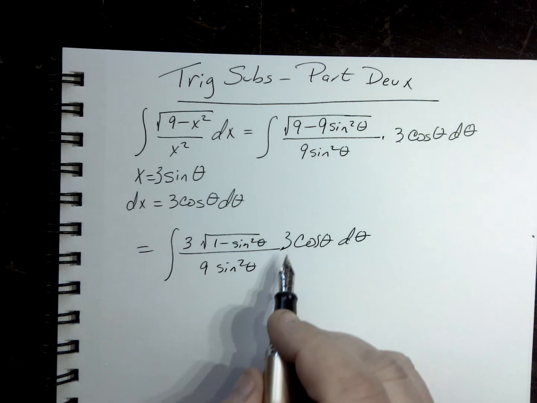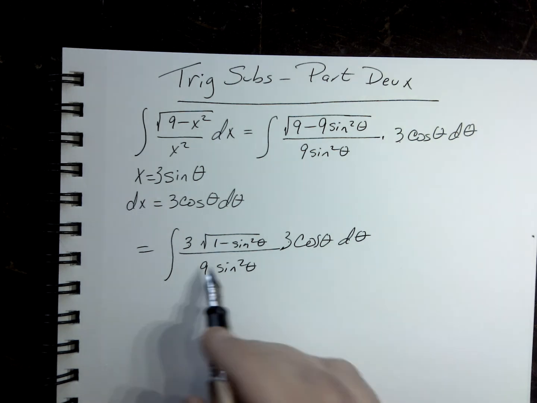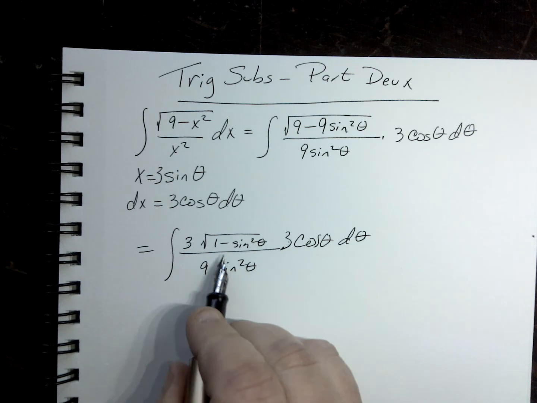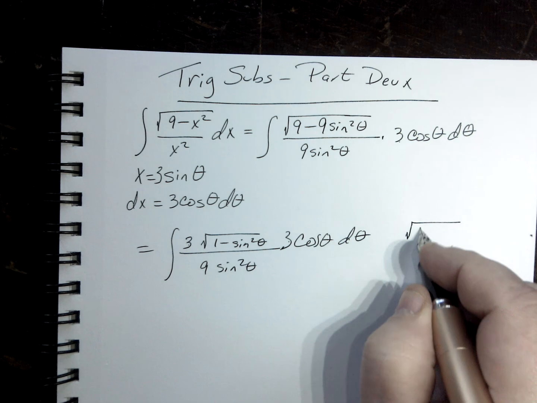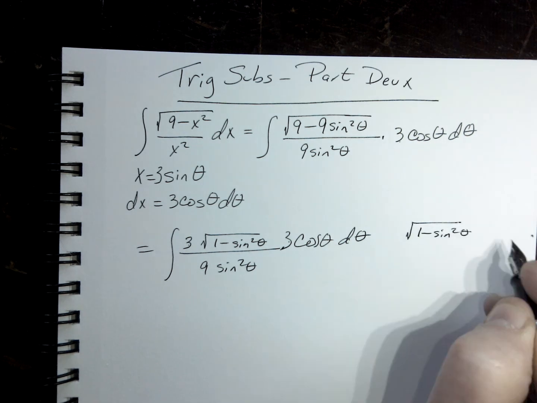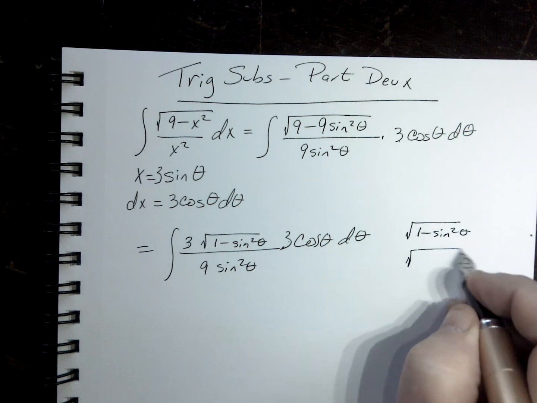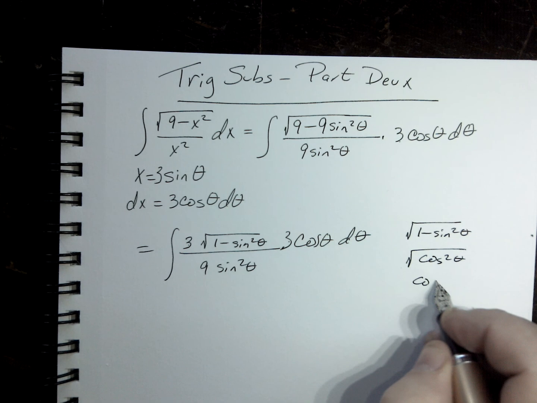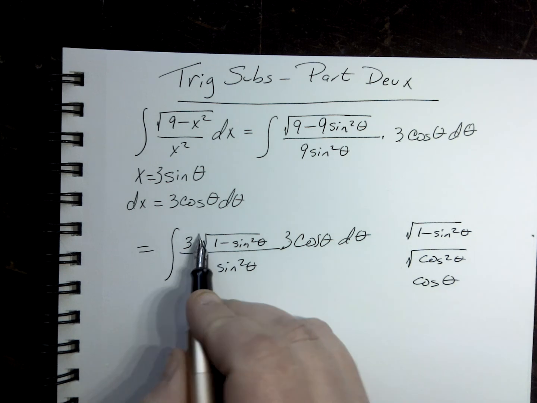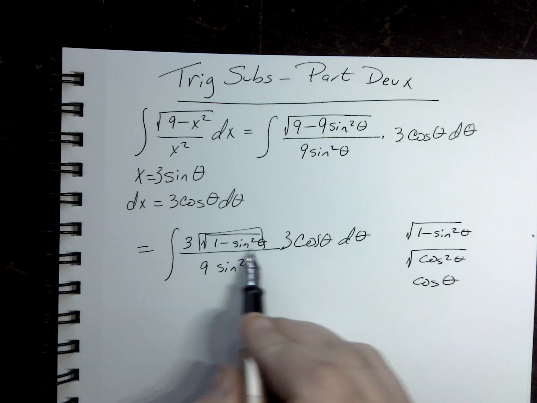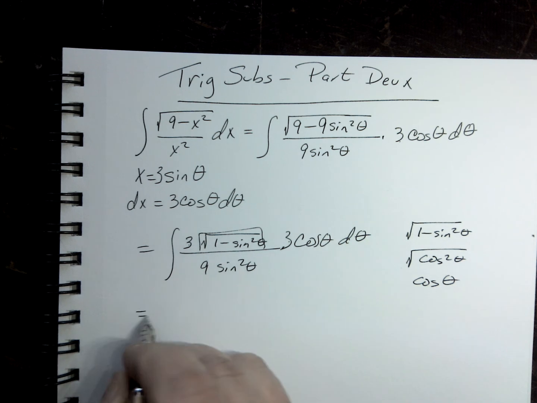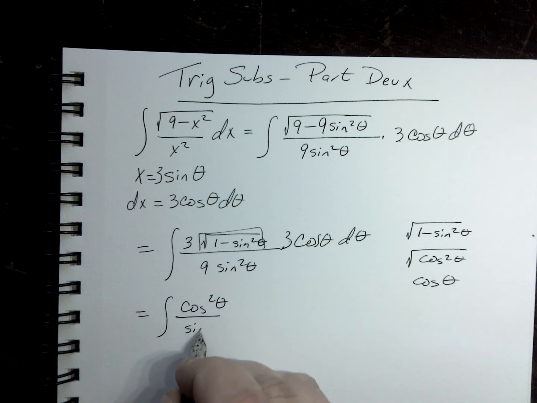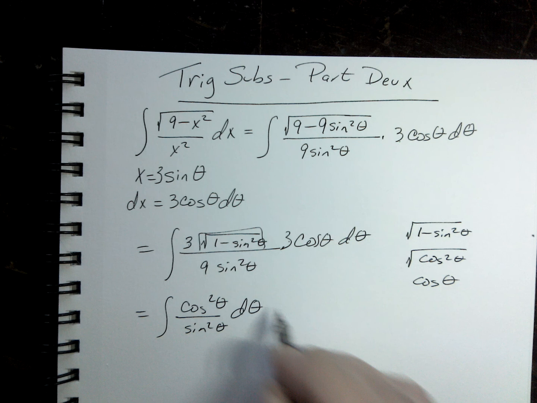So what can I do? Well, here's a 3, there's a 3. 3 times 3 is 9. It cancels with that 9, so my constants are gone. Now look at this. I have the square root of 1 minus sine squared theta. But 1 minus sine squared theta is cosine squared theta, and the square root of cosine squared is just plain old cosine. So this expression becomes cosine theta, and I have cosine theta here. So now this becomes cosine squared theta over sine squared theta d theta.